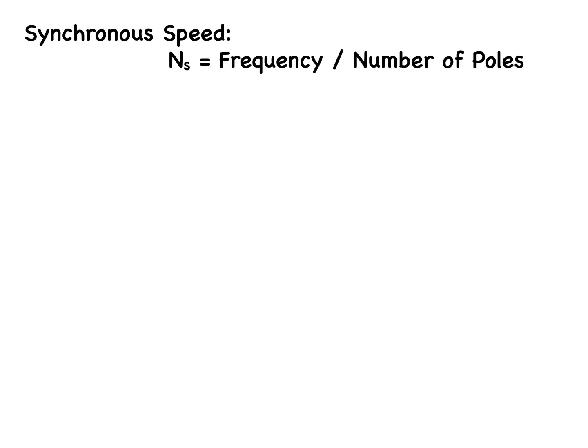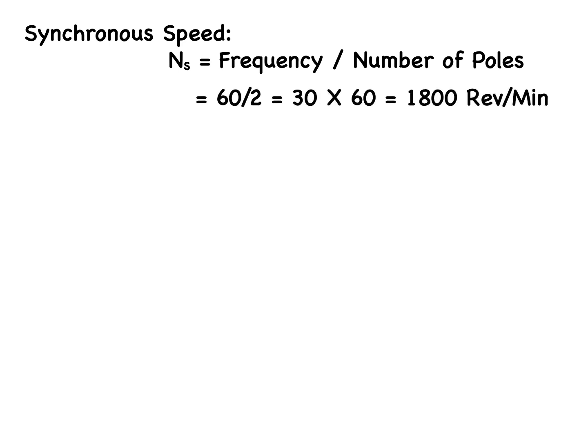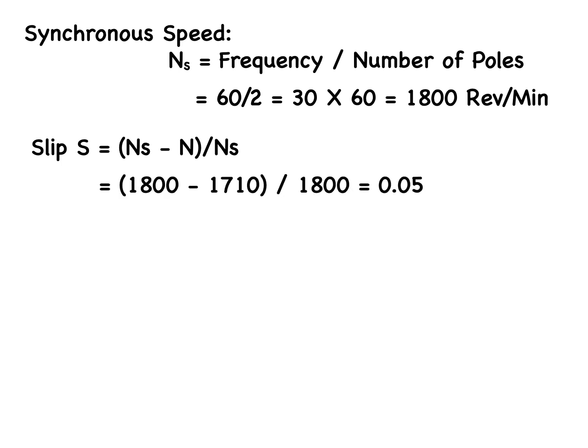Synchronous speed, Ns, is given by dividing the frequency by the number of poles. Substituting our known terms, 60 hertz divided by 2 pole pairs equals 30, then multiplying by 60 to give us revs in minutes equals 1800 revolutions per minute. Slip is calculated by the synchronous speed, Ns, minus the actual full load speed, N, divided by the synchronous speed, Ns. Plugging in our actual quantities, we get 1800 minus 1710, divided by 1800, equals 0.05.